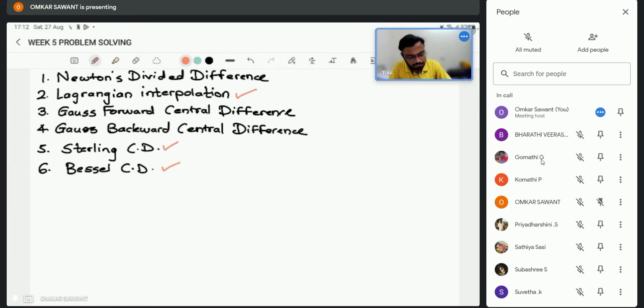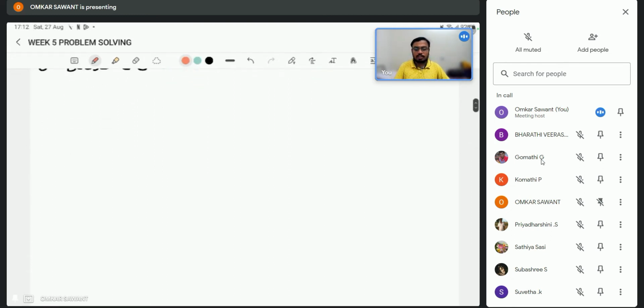Okay. See, these topics cannot be covered without explaining this, because these two central difference formulas came from Gauss forward and Gauss backward. They must have taught this. Newton divided difference is just an extension of your Newton's forward and backward. Okay, so let's start with the Lagrangian interpolation.